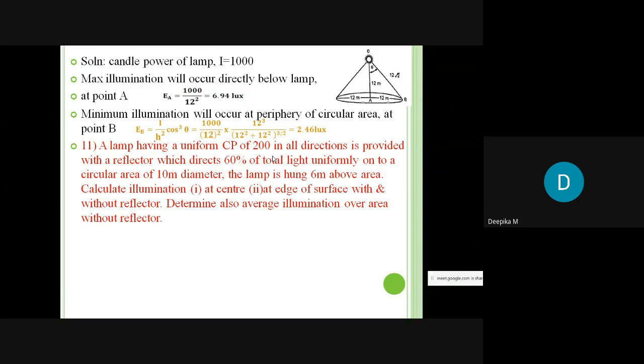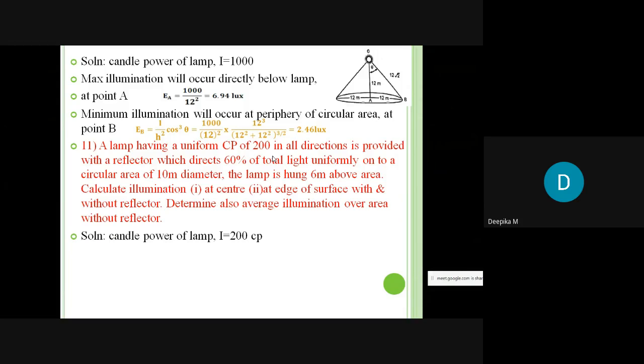That means here we have a lamp source or light source. This lamp is covered by the reflector. So when I use the reflector, I can easily direct the light into a particular direction. Therefore, the reflector will direct only 60% of the total light emitted by the light source, and the 40% will be absorbed by the reflector.